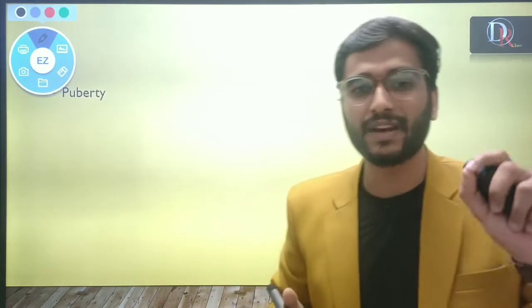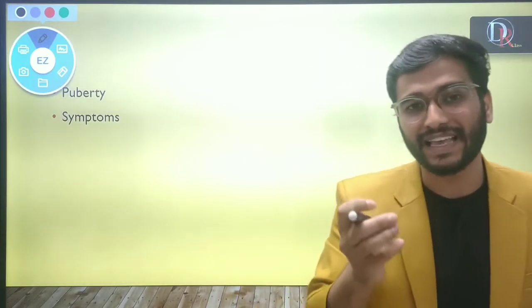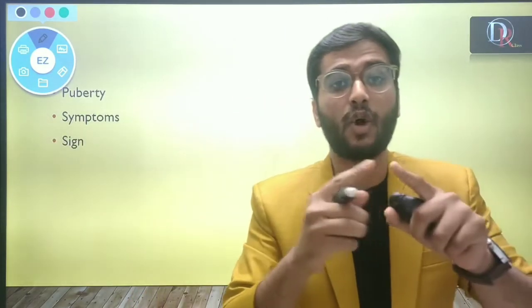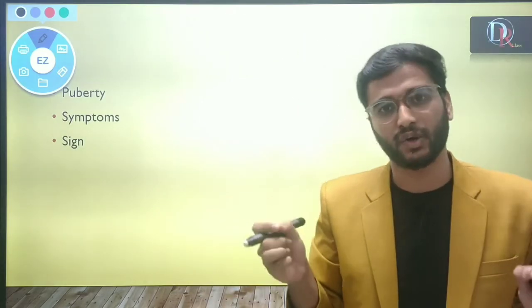Basically, in girls, puberty is a time period of 12 to 14 years, and in boys, puberty comes at the time of 13 to 15 years. The next term is symptom. Basically, a symptom is the subjective sensation of a patient who felt it, and a sign is the objective finding which is observed by a physician or a doctor.